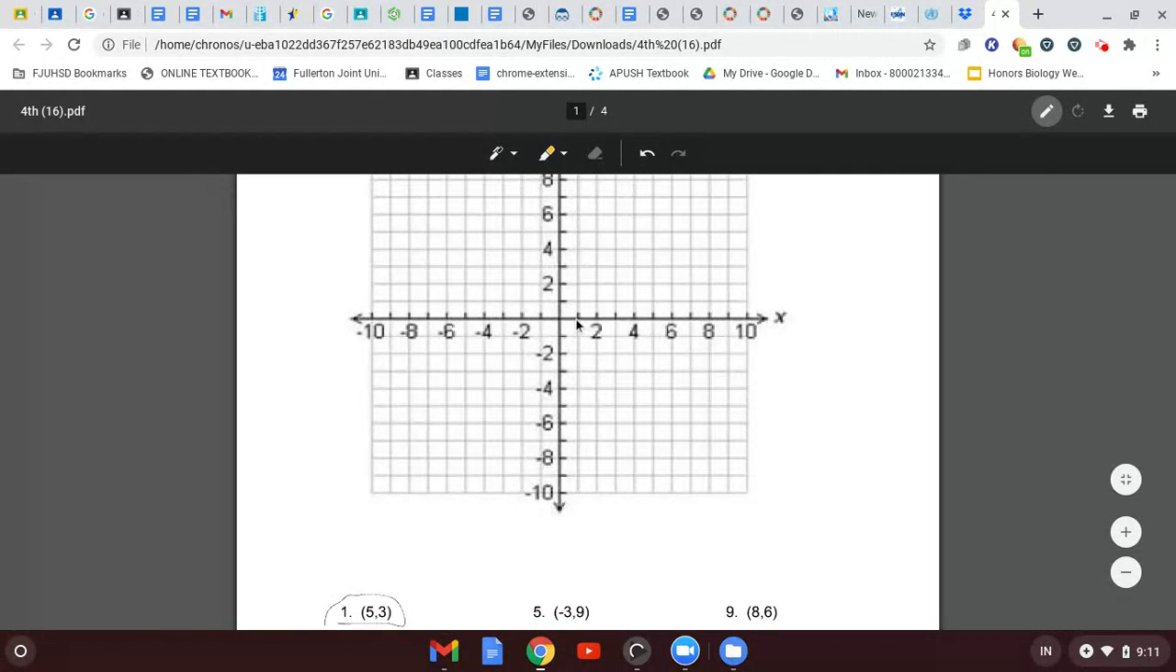Since it's positive, we go 1, 2, 3, 4, 5. We can use these numbers as a placeholder. So 5 and then 3, so 3 is up here, and basically this is (5, 3).